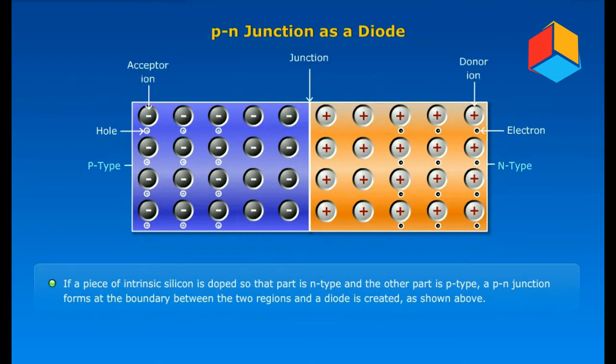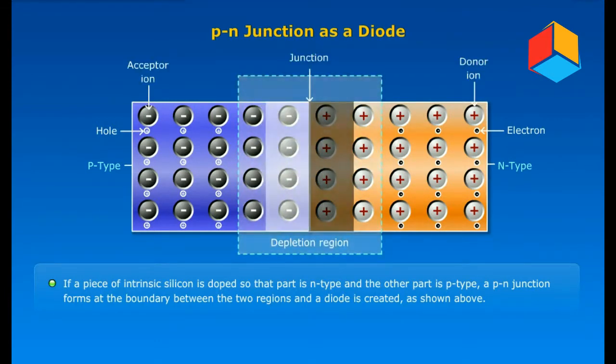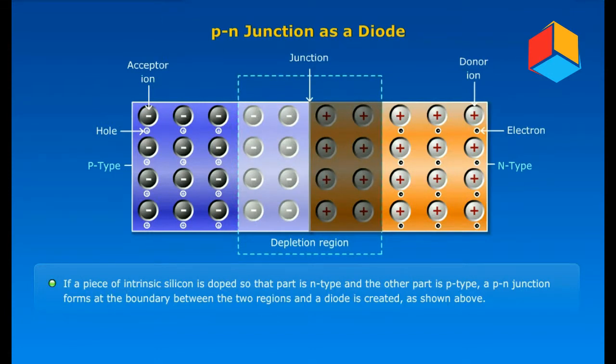If a piece of intrinsic silicon is doped so that part is N-type and the other part is P-type, a PN junction forms at the boundary between the two regions and a diode is created as shown above.